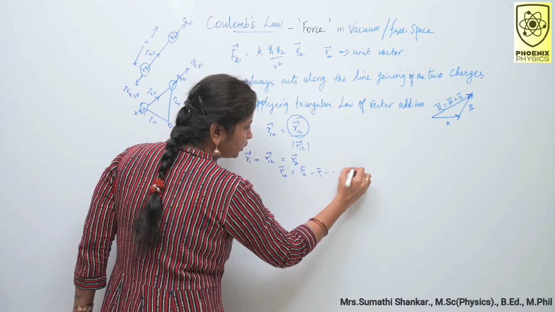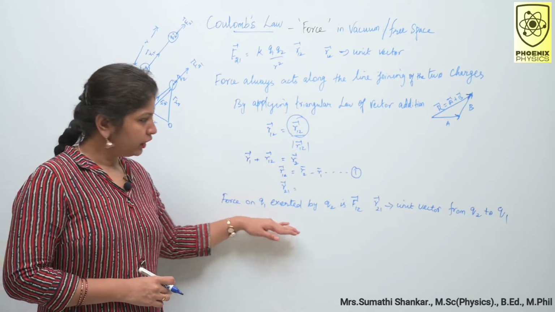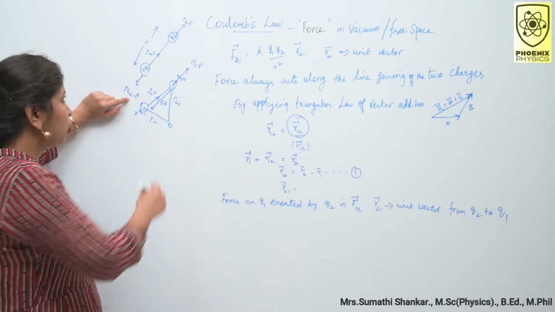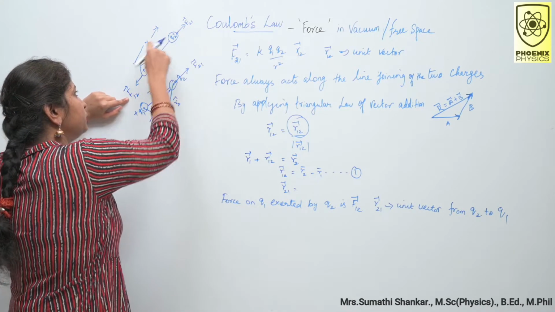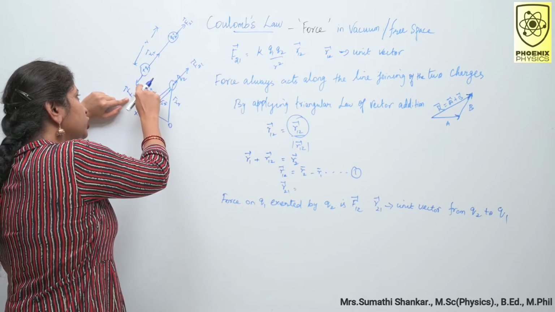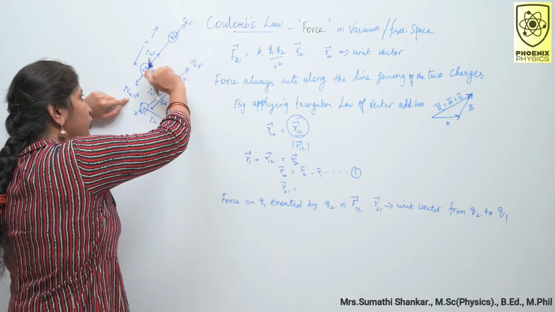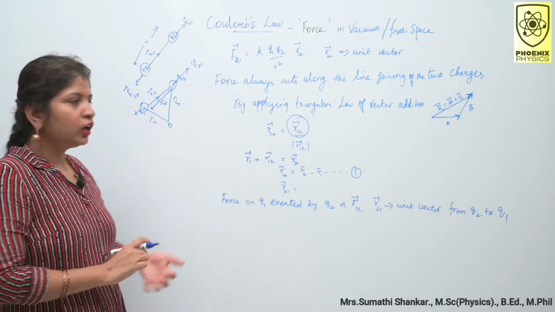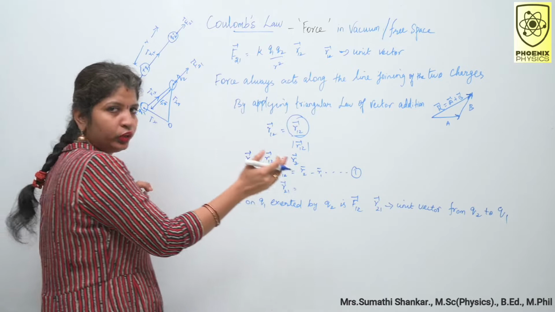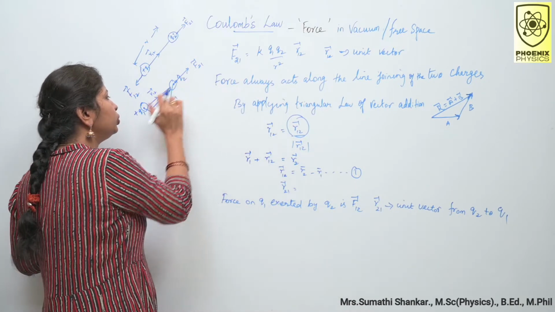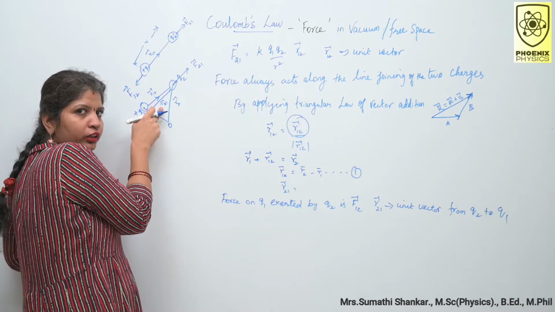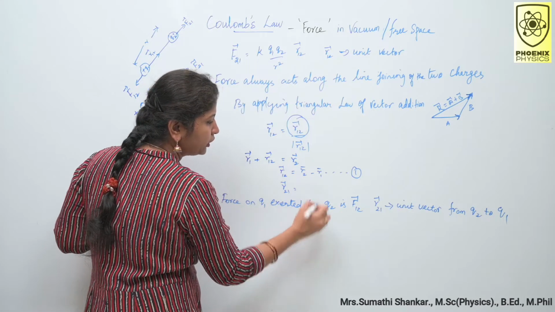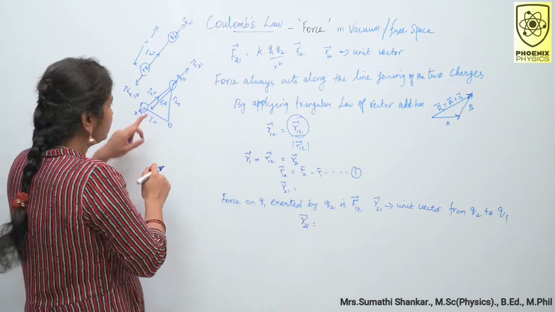This is equation 1. Force on Q1 exerted by Q2 is F12. So which is F12? This one. Force on Q1 exerted by Q2. It also acts along the line joining the two charges. So this is my F12. Then what about r21? r21 is nothing but the unit vector from Q2 to Q1 like this. This is my r21 vector.